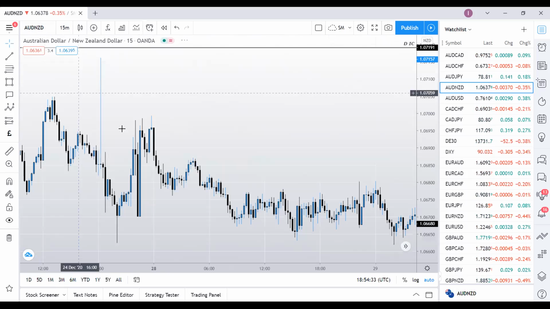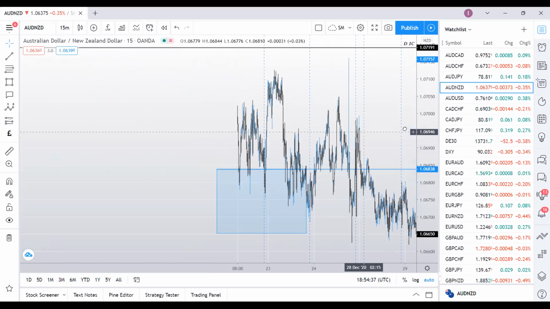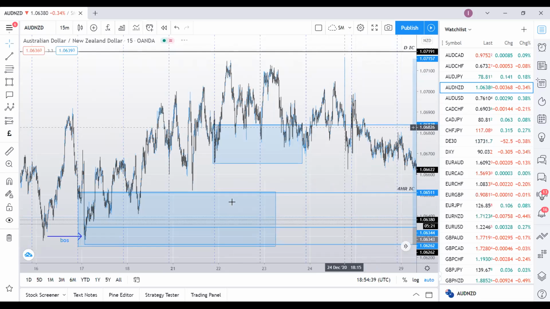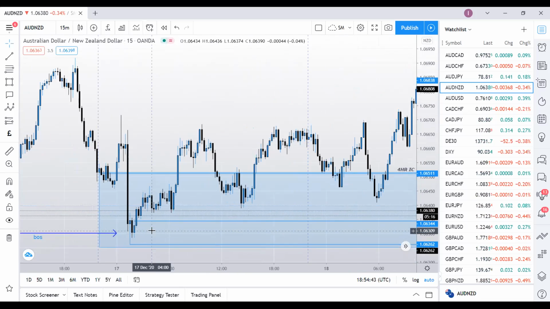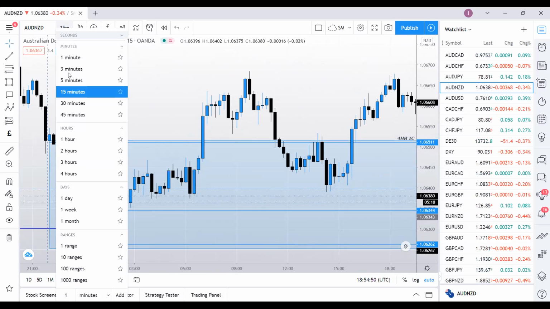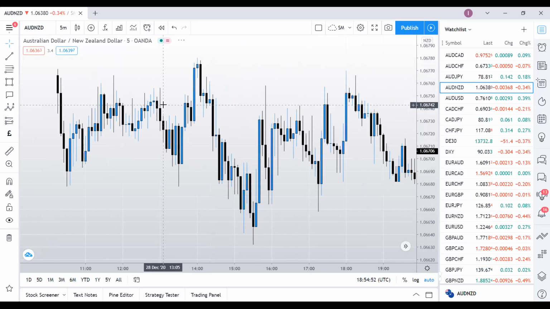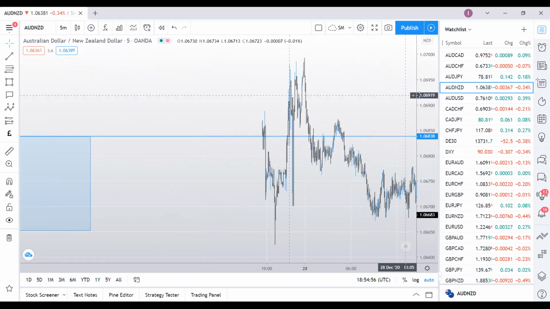Look, we can't see one there at the moment. Okay, so 15-minute. It must be under the 5-minute. So does that make sense? Why are we going into the lower time frame?